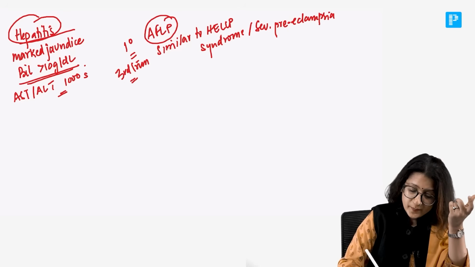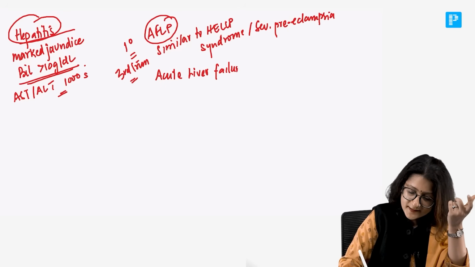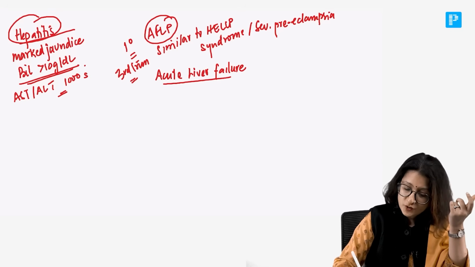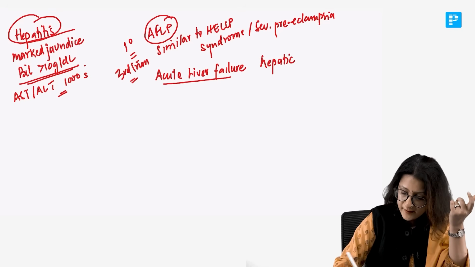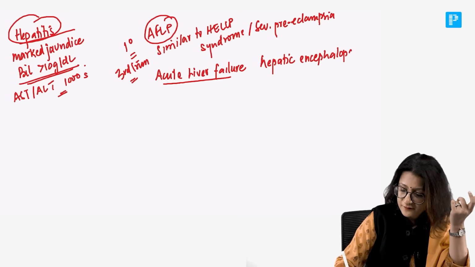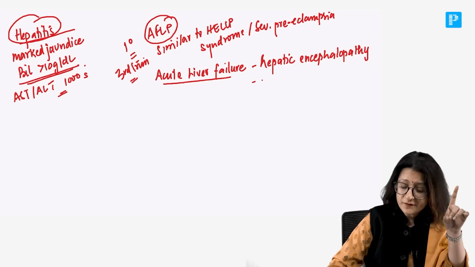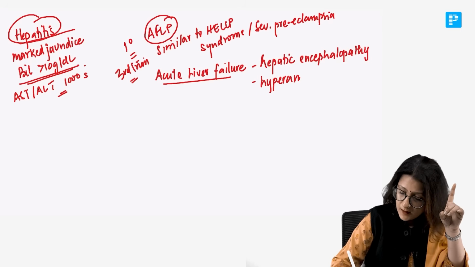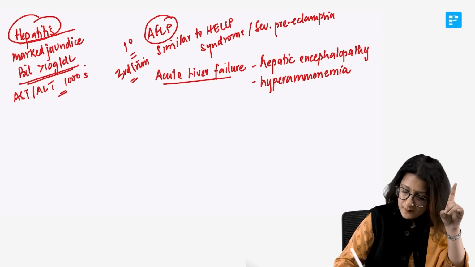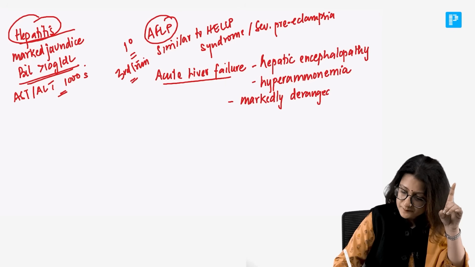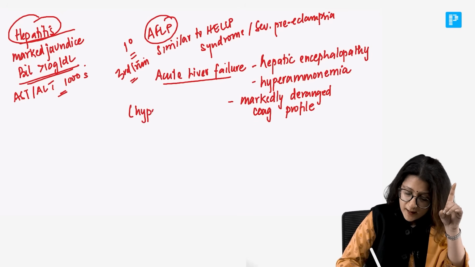See, there is going to be liver failure. This is acute liver failure which is pregnancy related. So if you see signs and symptoms of acute liver failure, if they are mentioning hepatic encephalopathy, features of encephalopathy, also hyperammonemia, markedly deranged coagulation profile, and that is because of hypoprothrombinemia.